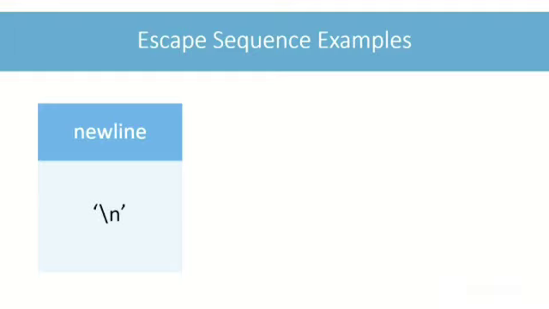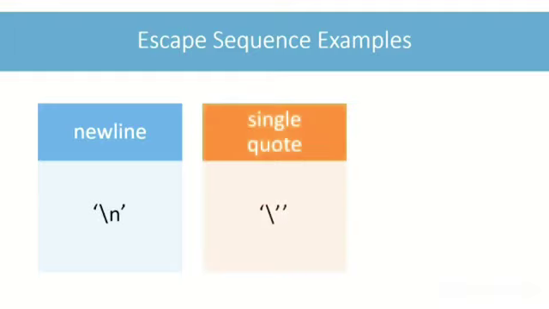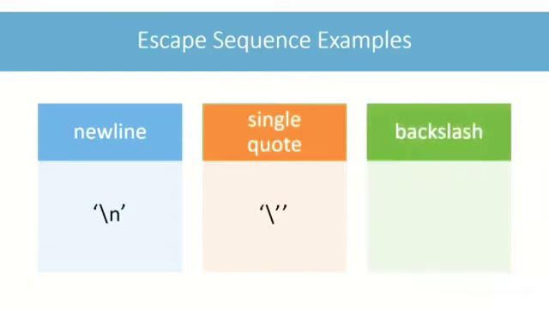The escape sequence for single quote character is this: backslash followed by the single quote character enclosed within a pair of single quotes. Can you guess what will be the escape sequence of backslash itself? It is this: two backslashes enclosed within single quotes.